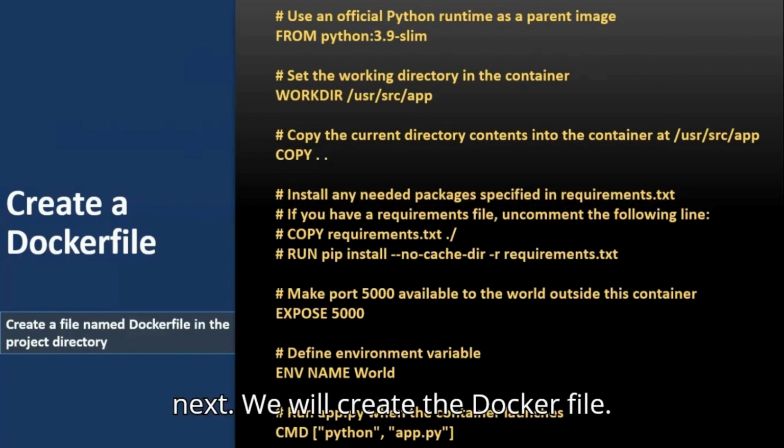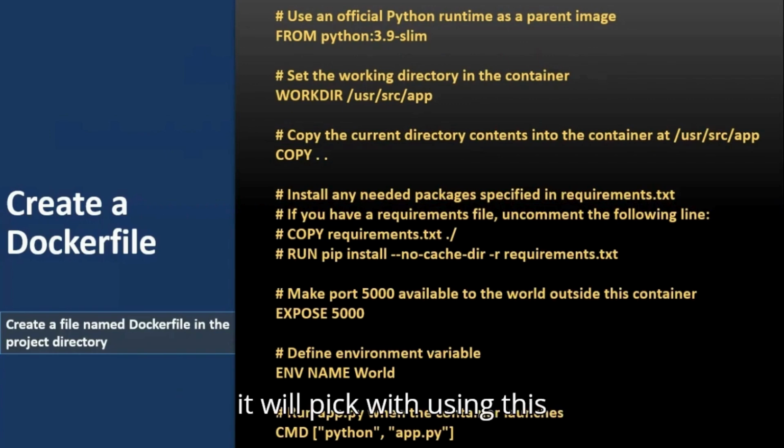Next, we will create the Dockerfile. When we are creating the Dockerfile, we have to make sure we are naming it Dockerfile, because we have certain commands after that to build and run the Docker, right? By default, it will pick up this Dockerfile name from the project directory.